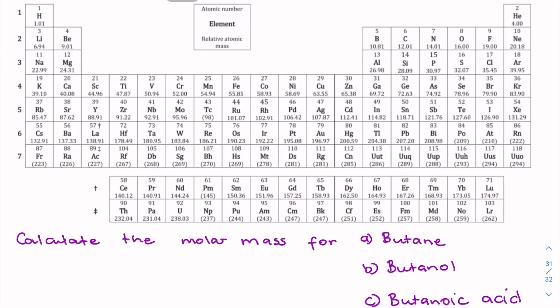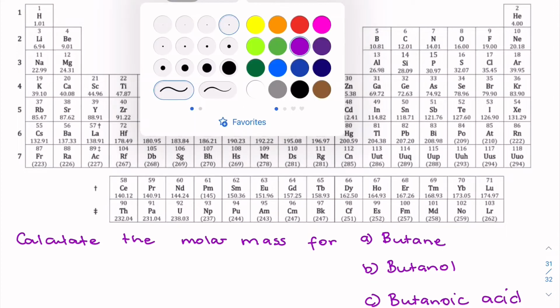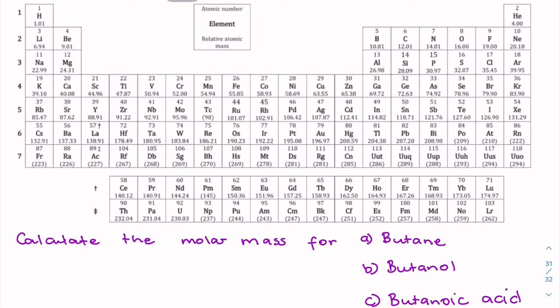In this video, I'm going to show you guys how to calculate the molar mass of a compound. When we're calculating the molar mass, we use mass numbers. If we look at an example here, we have carbon. Carbon is very popular with our organic compounds, so I'll just use carbon.